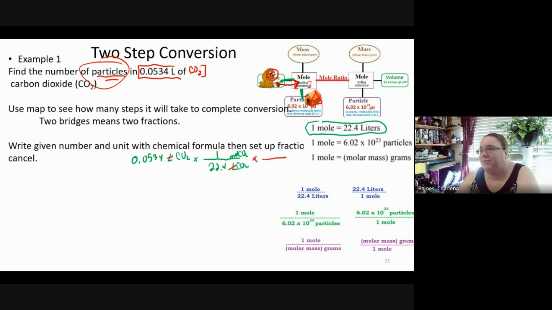So pretend my little puppy or my little smiley face, I'm now here on Mole Island. That's a really sad looking smiley face, but starting with moles, so moles must go on bottom. I'm going to particles, so particles goes on top. Since it is moles and particles, I'm using these numbers. So it's got to be 1 mole and Avogadro's number of particles.